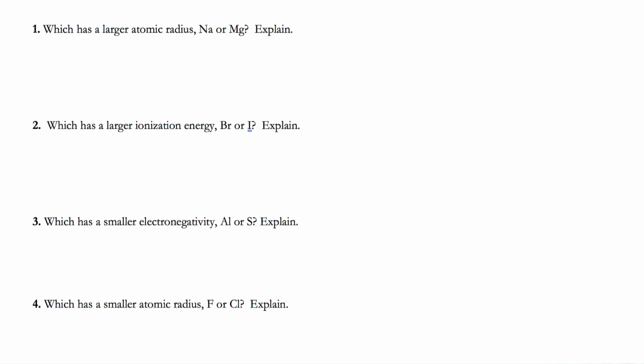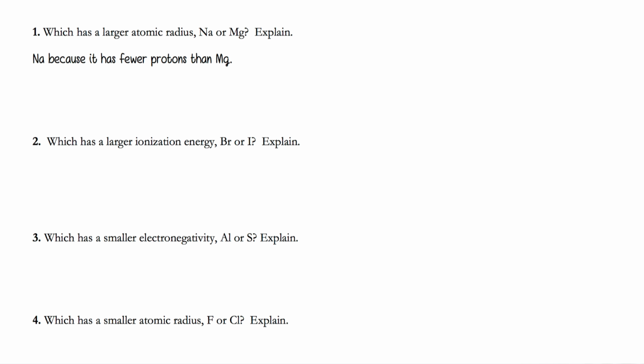All right, so let's look at some examples just to make sure we understand these trends. So which has a larger atomic radius, sodium or magnesium? Well, since sodium is further to the left, it's going to have a larger atomic radius because it has fewer protons. All right, let's look at the next one.